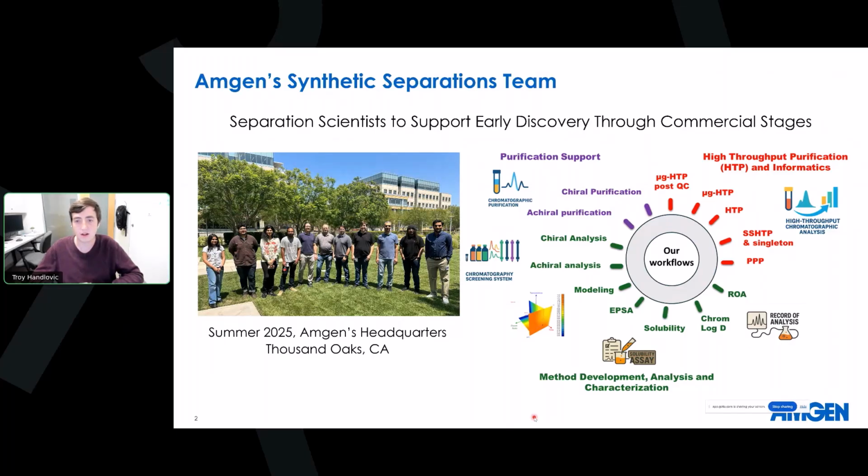And on this side of the slide, you see some of our workflows that we do on a routine basis. The majority of our time we spend in purification support, whether that be achiral or chiral purifications or the high throughput purification platforms, from the microgram all the way to the multi-gram and occasionally the 100-gram scale. Besides purification, we do method development, analysis, and characterization for a variety of different applications, such as chiral analysis, achiral analysis, polar surface area measurements, solubility, log-D, etc.